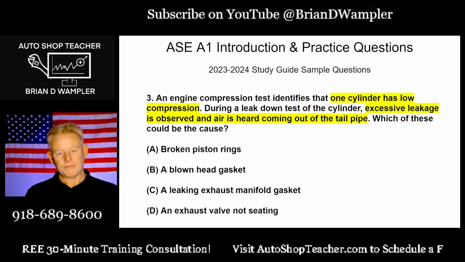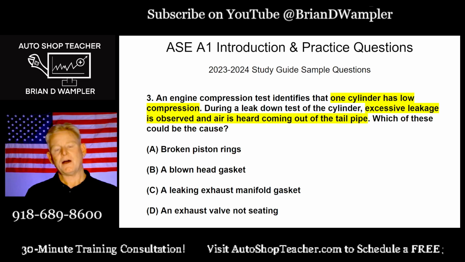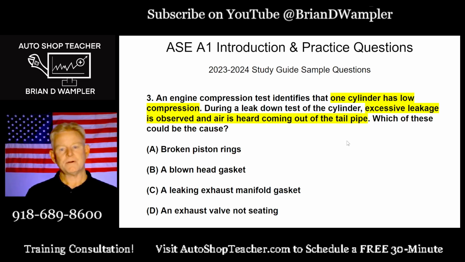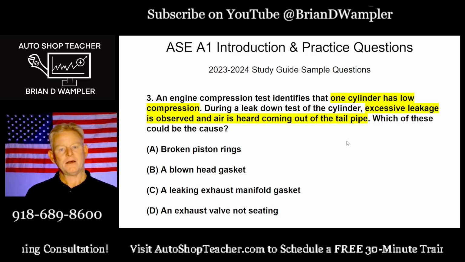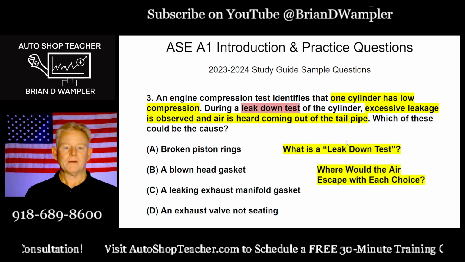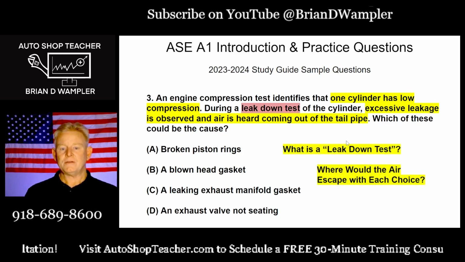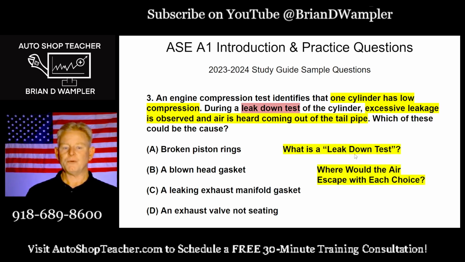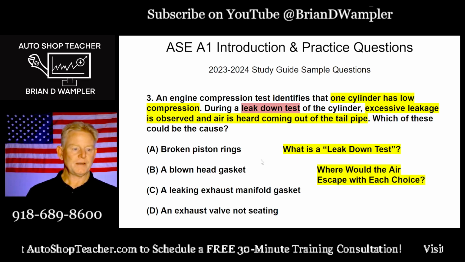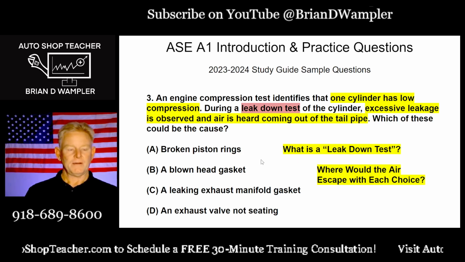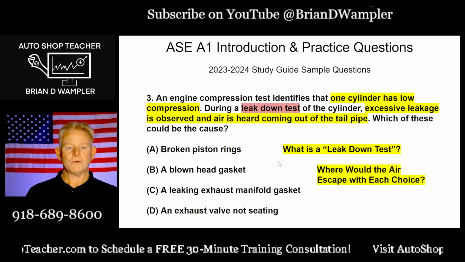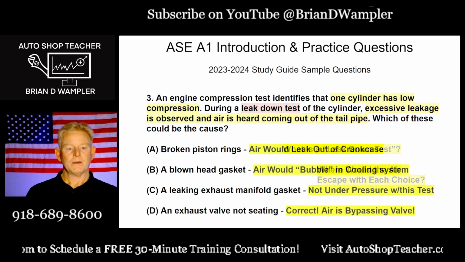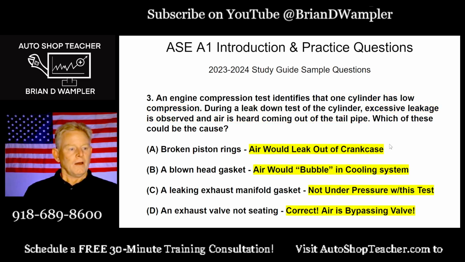Okay. Oh, I forgot I had highlighted a slide here, just highlighting again, using all of the information you're provided. One cylinder, excessive leakage, and air coming out of the tailpipe. I already talked about what a leak down test is, and where the air would escape with each of these choices. So A, B, C, and D. If they were a fault, where would you hear air coming out? Okay? Drum roll, please. Answer A.